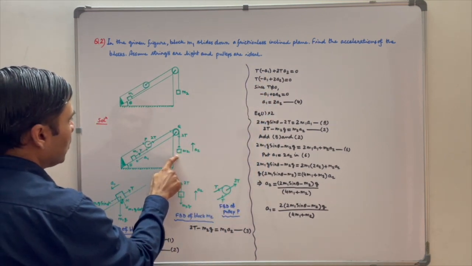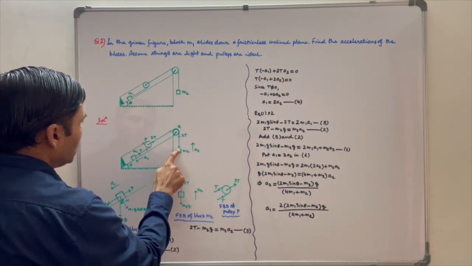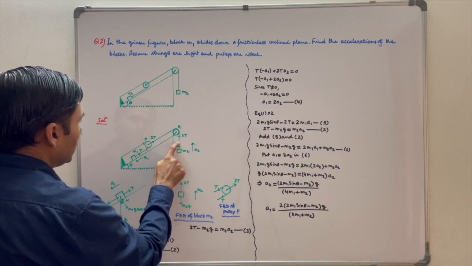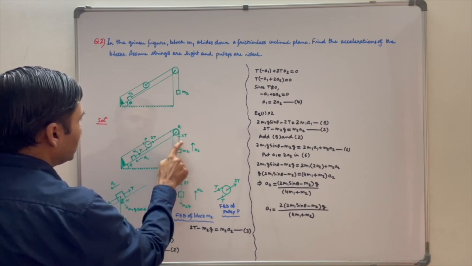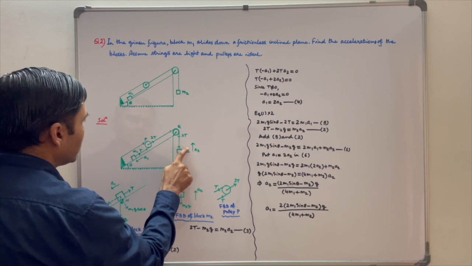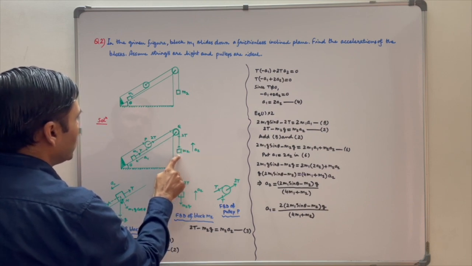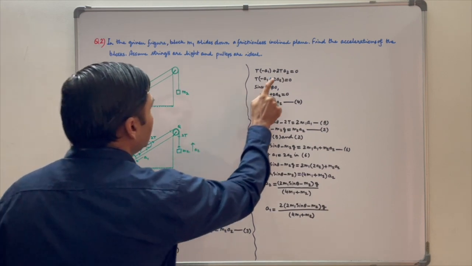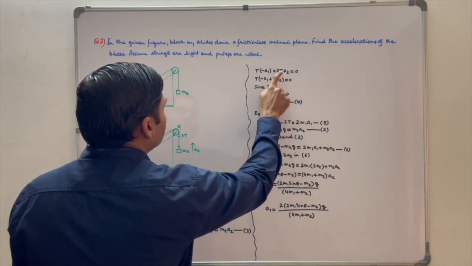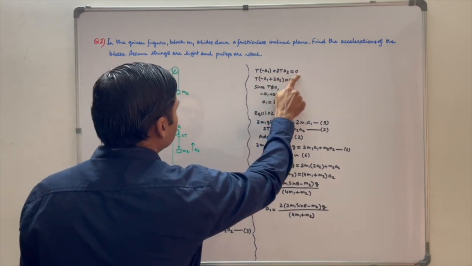Now focus on this block M2. It is connected to a string whose tension is 2T. Block is moving upwards. That means force and displacement are in the same direction. So work done will be positive. We will write 2T into A2. Summation of these two will be equal to 0.